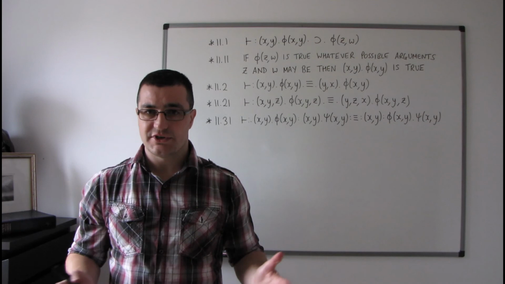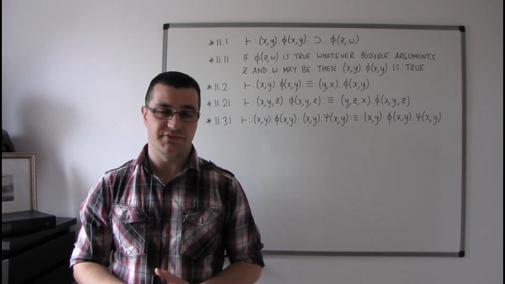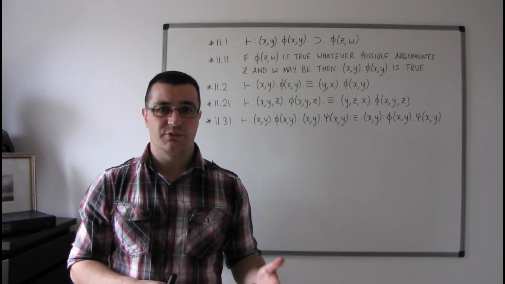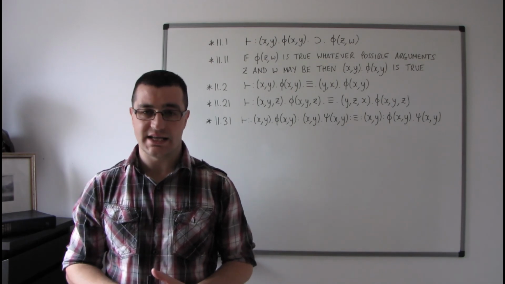So on that note, that brings us to the end of section 11 and to the end of this video. In the next video, I'm going to go through section 12, which is on the axiom of reducibility, and probably section 13, which is on identity.